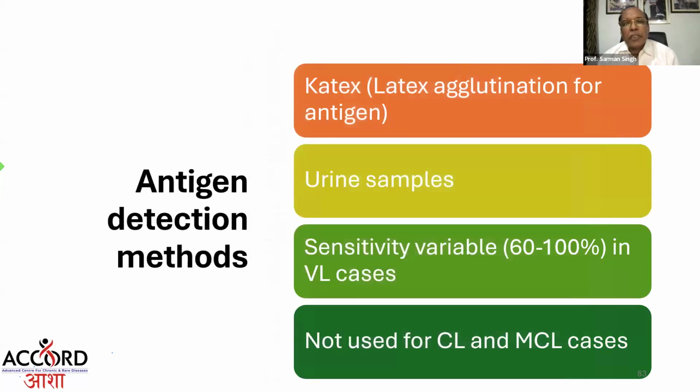So then also there are antigen detection methods, what is known as KAtex, which again is a latex agglutination test, but it has very low sensitivity, though it is good in HIV-VL cases.